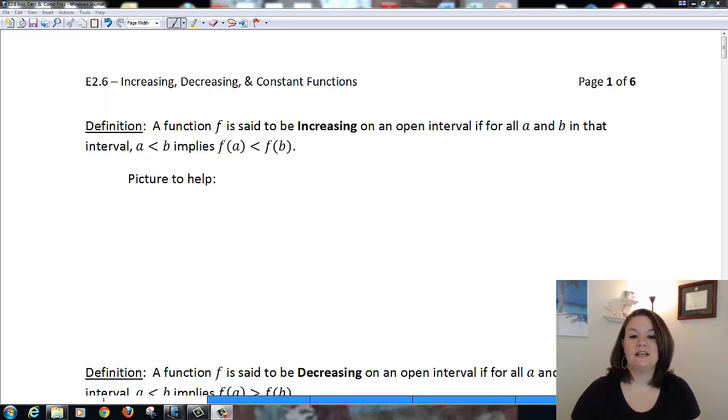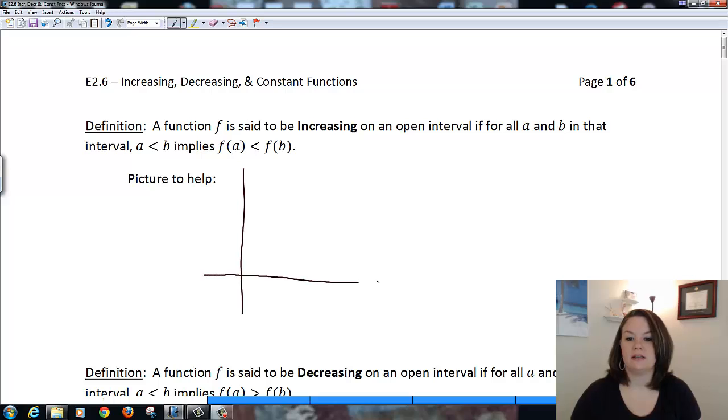So the definition of an increasing function, okay, is a function f is said to be increasing on an open interval if for all a and b in that interval, if a is less than b, that implies that f of a is less than f of b. So I'm going to go ahead and just draw a picture here to help with our understanding.